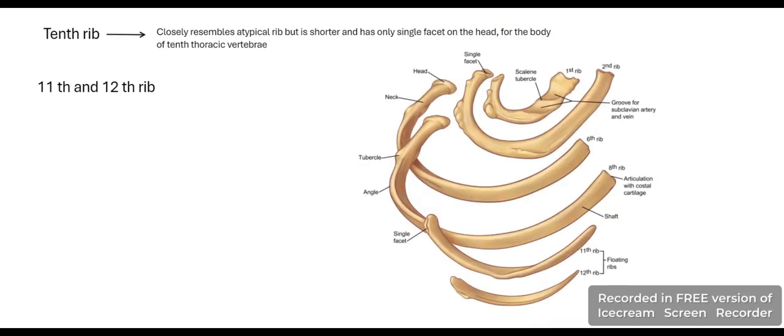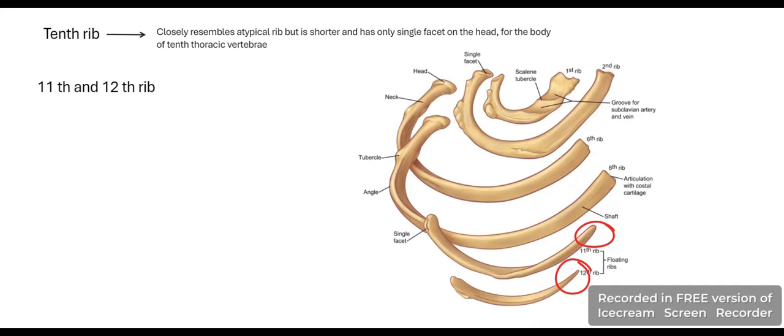Now we would move towards the 11th and 12th rib, which are the last of the typical ribs. The 11th and 12th ribs are short and have pointed ends. You can see here in this diagram that they have pointed ends. The neck and tubercle are absent. The angle and costal grooves are poorly marked in the 11th rib and are absent in the 12th rib.